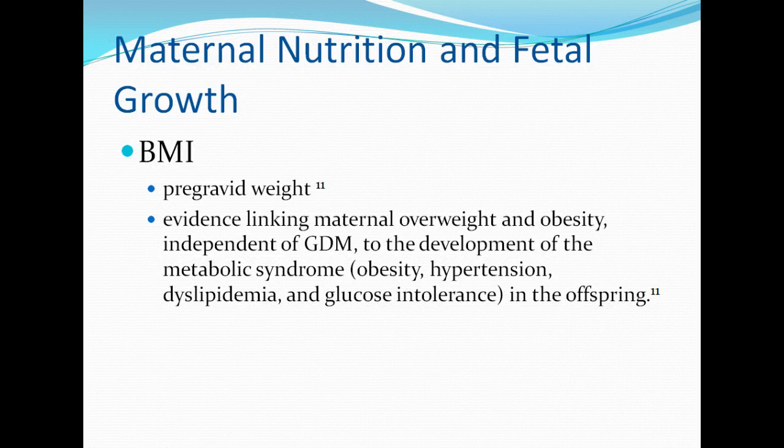Now, BMI. It has been shown that maternal pregravid weight has an early and persistent effect on childhood overweight status, as well as a dynamic effect on the process of overweight developing. Also, there is some evidence linking maternal overweight and obesity, independent of gestational diabetes, to the development of metabolic syndrome, which is obesity, hypertension, dyslipidemia, and glucose intolerance in their offspring.